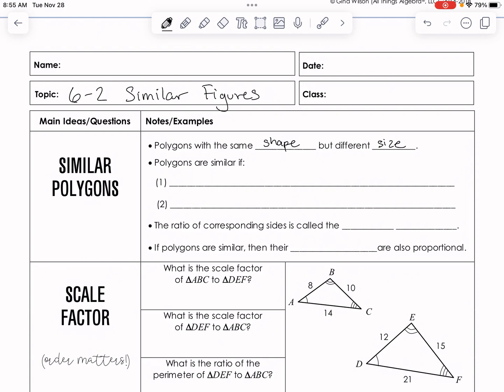Polygons are similar if corresponding angles are congruent. So I'm going to put CONG. If all the interior angles are exactly the same measure as the other interior angles of another object, those are congruent. And then corresponding sides are proportional.